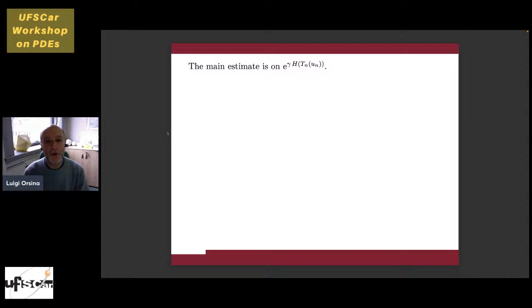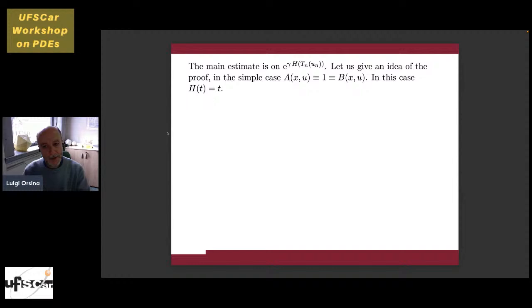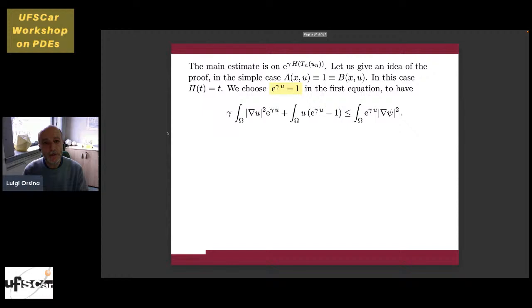Now I will be brief, just to give you an idea in a simple case. Suppose that everything is one. So rho is one, sigma is one, p is zero, q is zero. So h of t is t. And so this is the idea. Now imagine that you have passed already to the limit. Everything is allowed. So you have no n, no truncation, nothing.